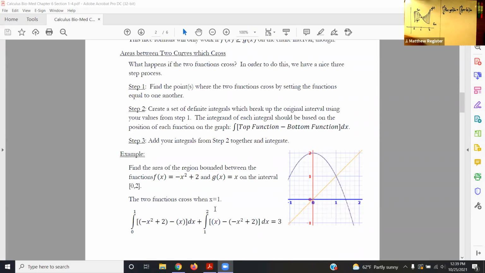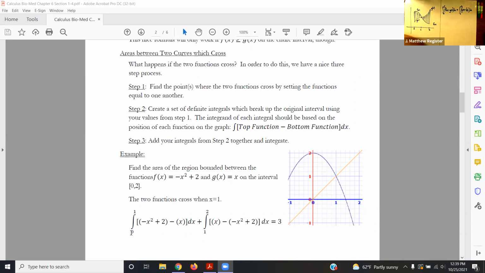And here is an example which is already worked out for us. It doesn't actually do the integration for us, but we can see what's going on here. And so find the area of the region bounded between the functions f of x equals negative x squared plus 2 and g of x equals x on the interval 0 to 2. And so from 0 out to 2. Well, in order to do that, we notice that the two functions cross at 1. And it turns out they both go through the point (1, 1), which is kind of nice and a little confusing, but that's all right.